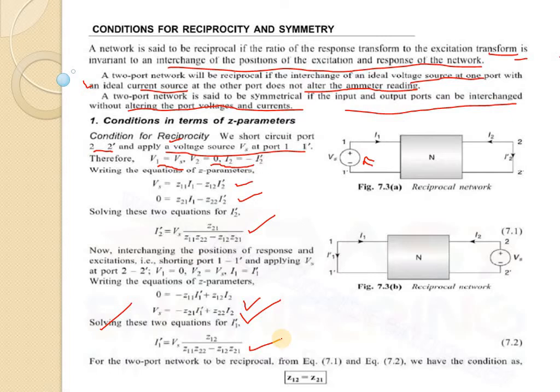For the two-port network to be reciprocal, from the equations we can write that the condition is Z12 equals Z21. If these two are equal, then we can say that the Z parameters of the two-port network are reciprocal. So the condition we have got here is Z12 equals Z21.